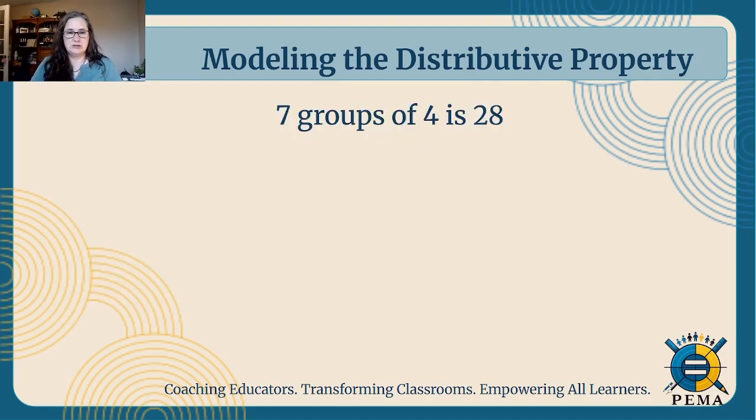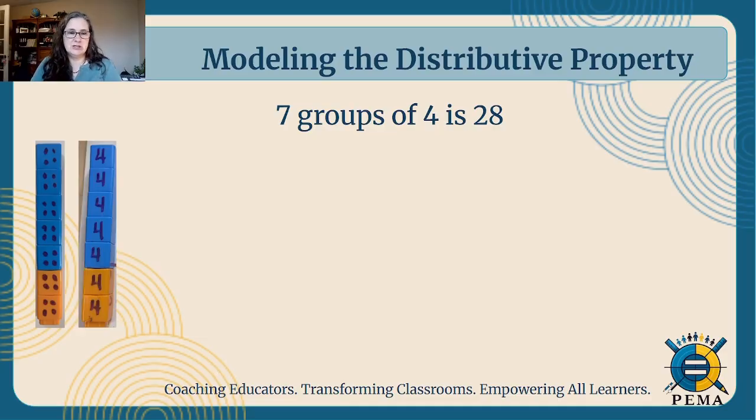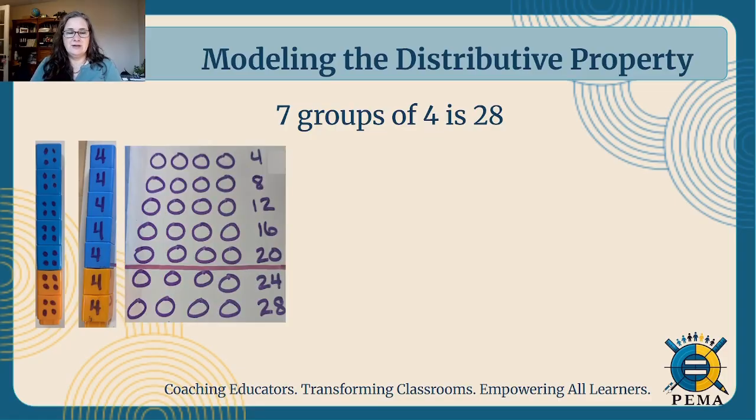Let's think about a big picture progression, concrete to pictorial to abstract, for 7 groups of 4 is 28. I can start with my 7 groups of 4, 1 cube for each group. I want to transition from seeing the individual dots to representing each group of 4 with just the number 4. This could connect to repeated addition if I needed to. I can also connect this to my skip count where I say 1, 2, 3, 4 and write 4 for that first group of 4. 5, 6, 7, 8 and write 8 when I add in my second group of 4. And I can complete this process.